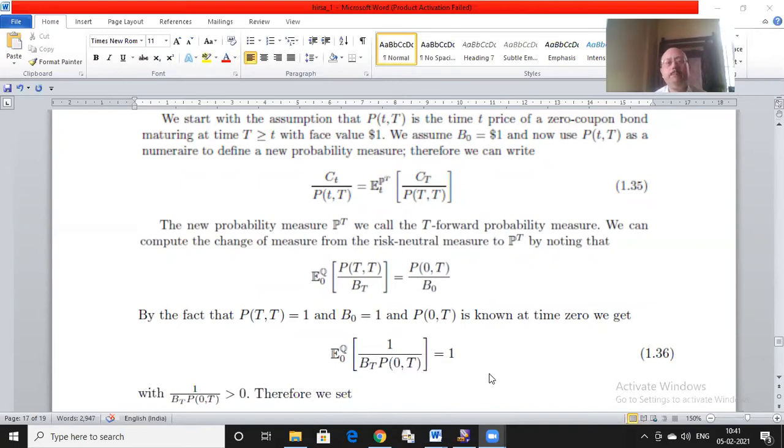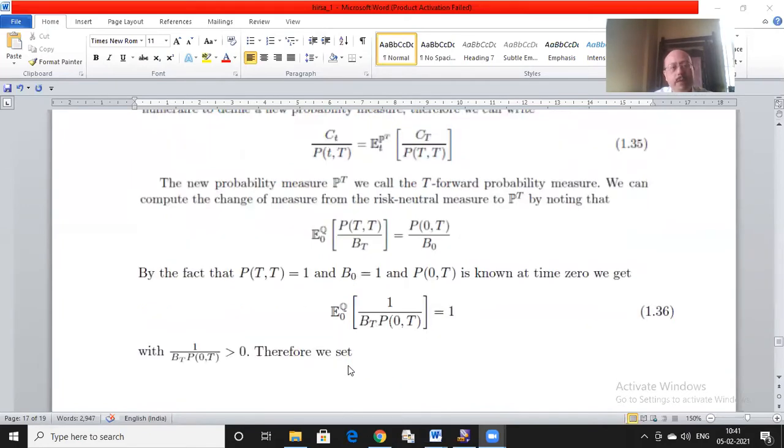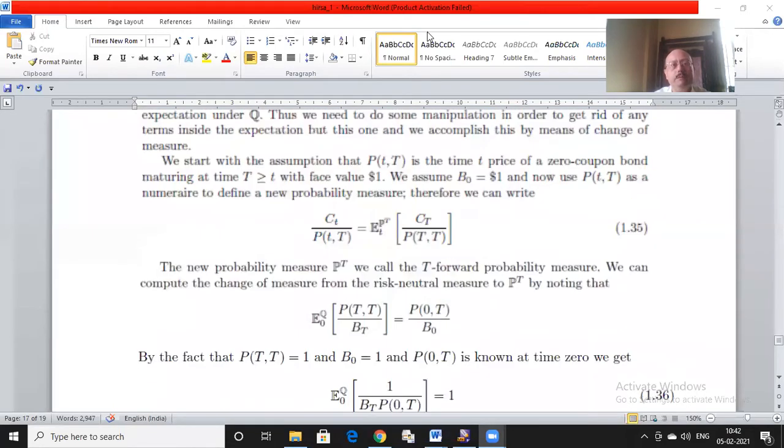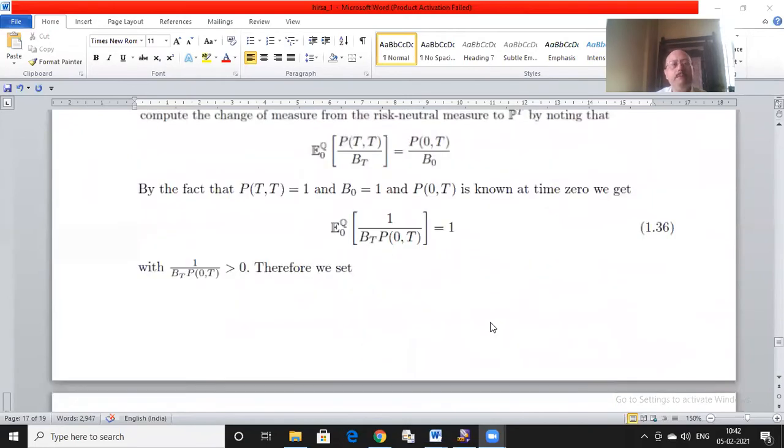So I can insert the P(0,T) term inside without any loss of generality and say that the inverse of this product must have expectation 1 at time 0 under the risk neutral measure. And of course, I have to assume that this ratio is strictly positive. Otherwise, I will have a problem. Okay. So this is our initial starting point. Any question?